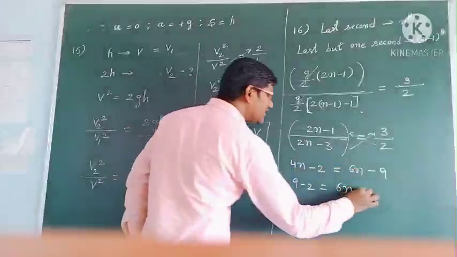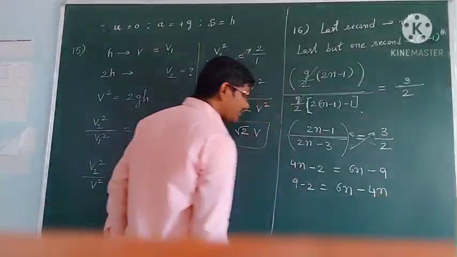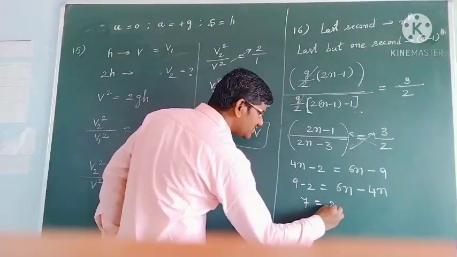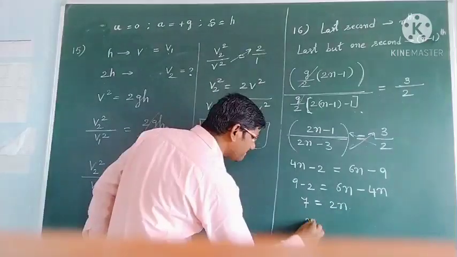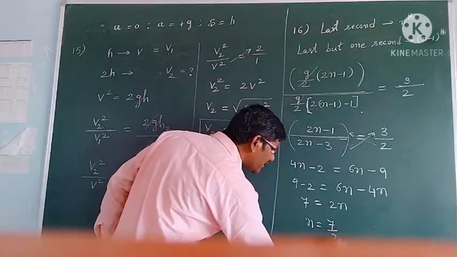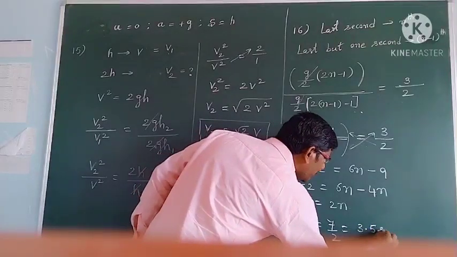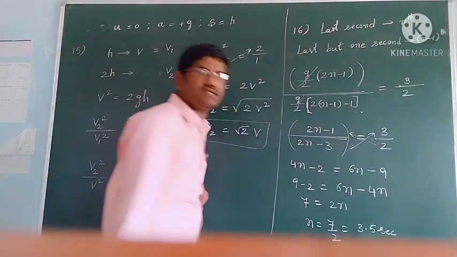Bring 4n to that side, so then minus 4n. Then 9 minus 2 you will get 7. 7 is equal to 2n, then n is equal to 7 by 2. Its value is 3.5 seconds. That's the answer.